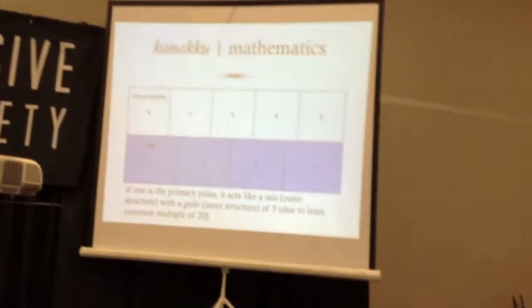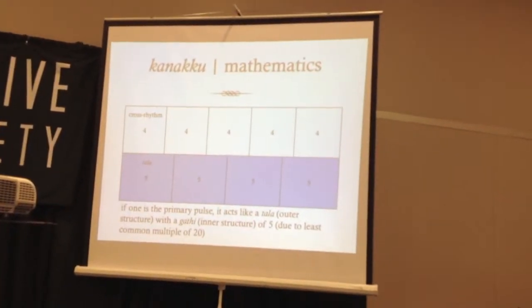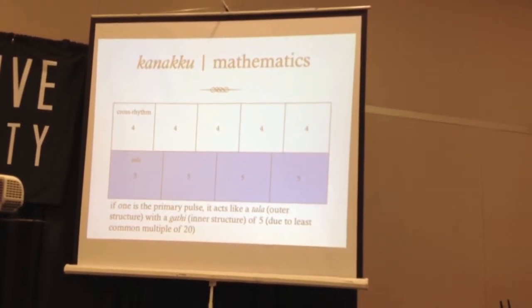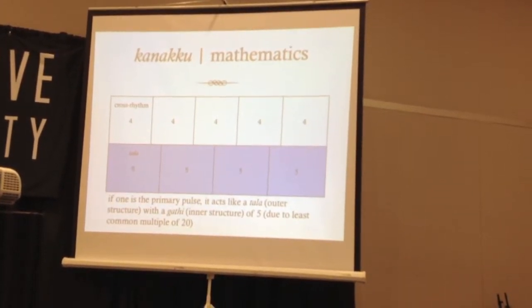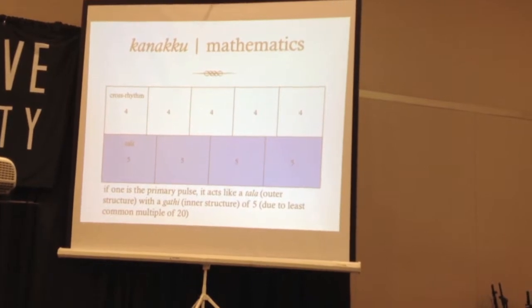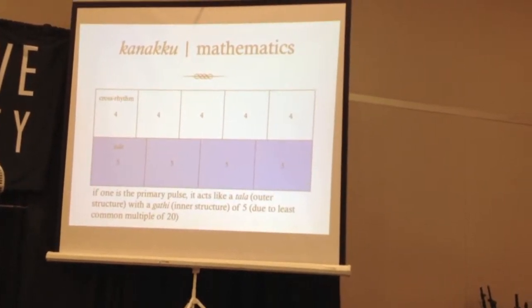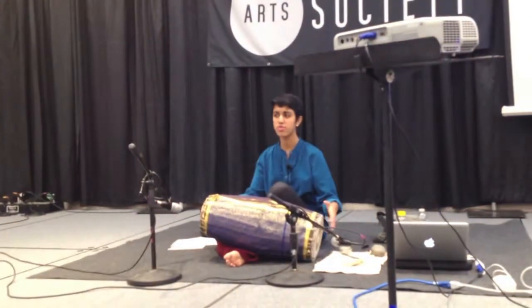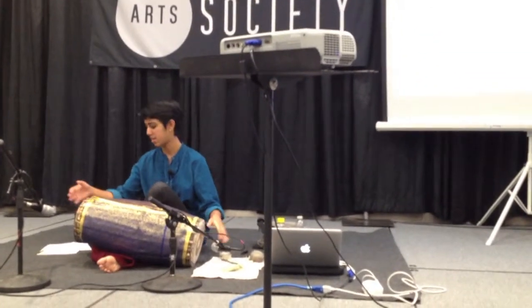If you take one of them to be your primary pulse, then it's just like I said, it's like a Gati. The inner structure becomes 5. And the fours become a cross rhythm against that. So if this is my tala, 1, 2, 3, 4, 5, 1, 2, 3, 4, 5, taki, taki, taki, taki, taki.